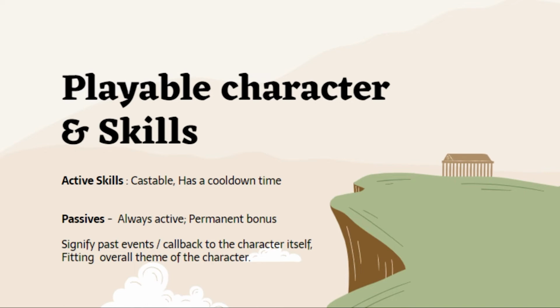These skills may signify certain events of the past, or a callback to the character itself, thus fitting the overall theme of the character. So skills are split into passive or active skills. Passive skills are always in operation and provide permanent bonuses. Active skills can be casted to affect either their own selves, their allies, or their opponents, and each come with a cooldown. That means once casted, it needs a fixed amount of time before the spell can be casted again.